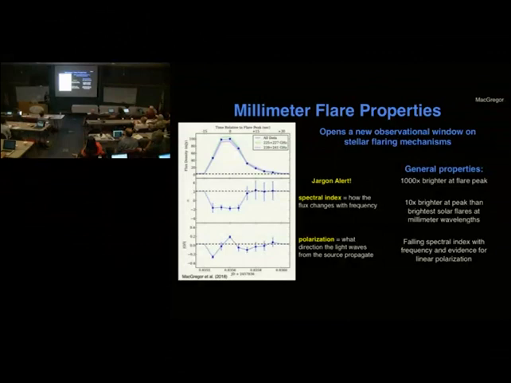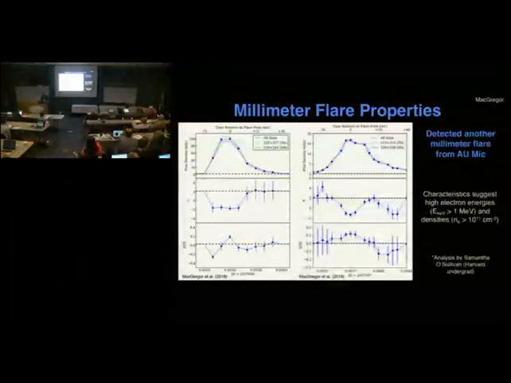Polarization, for those of you who are not astronomers, is basically telling us what direction the light waves are traveling. And we can see that the polarization changes slightly as you go into the peak of the flare. Obviously, it's hard to say too much from one event, so we're trying to build up a sample. Now we've detected a second flare. This is another star.